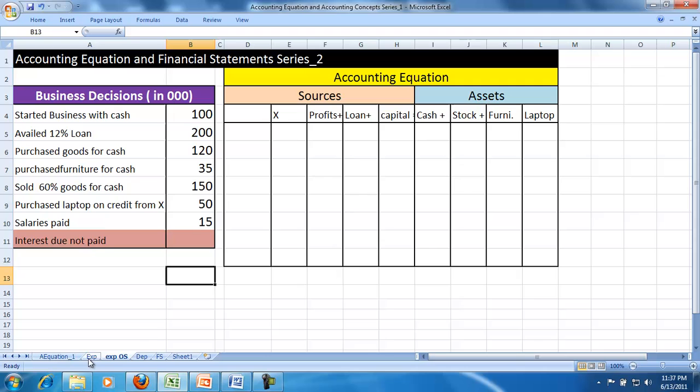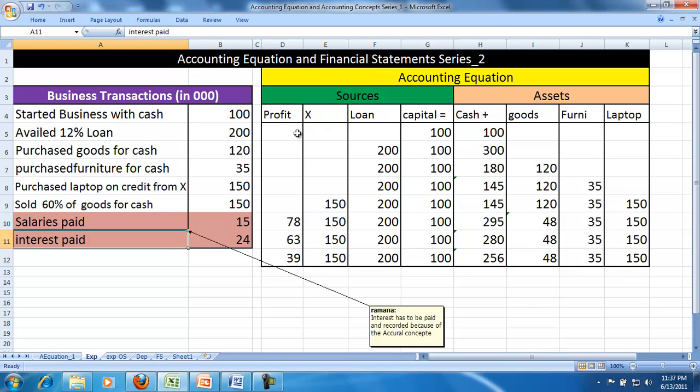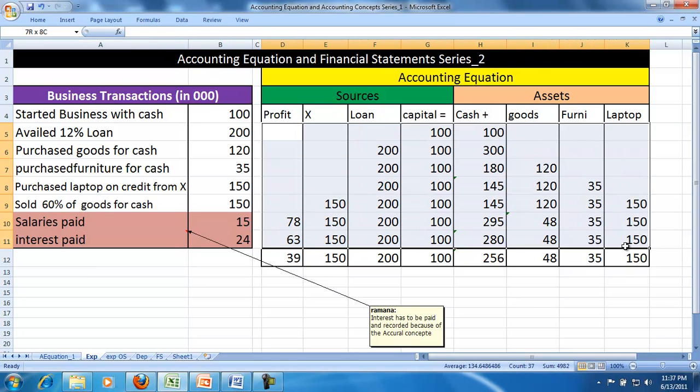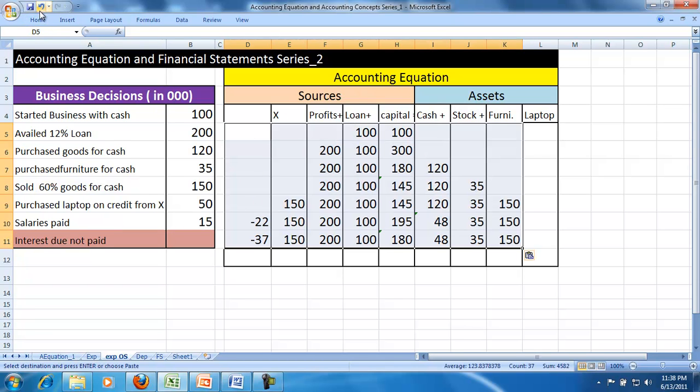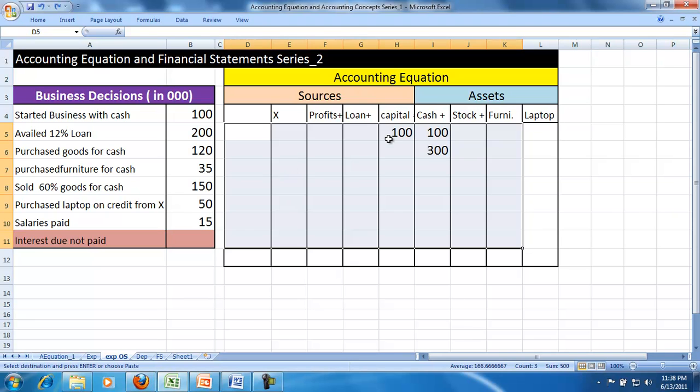So let me copy that. Maybe we can go once again and do it faster. So I take the capital, then I take the loan. If possible, I copy all these items, hope it will work. Okay, it's not working. Let me do it once again.